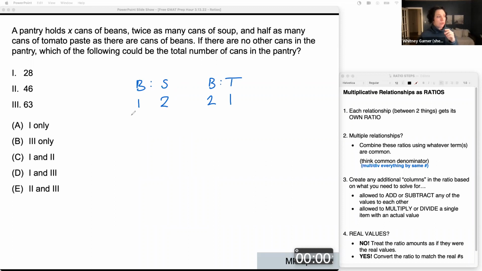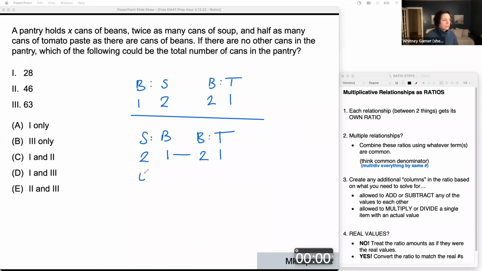Again, I might rewrite this as S to B and then B to T, just so I can have everything together. So this would be 2 to 1. I just turn it around versus 2 to 1 again. I need my B's to match. So I'm going to double my first ratio, 4 to 2. And then this one's 2 to 1. And so my ratio of soup to beans to tomatoes is 4 to 2 to 1.